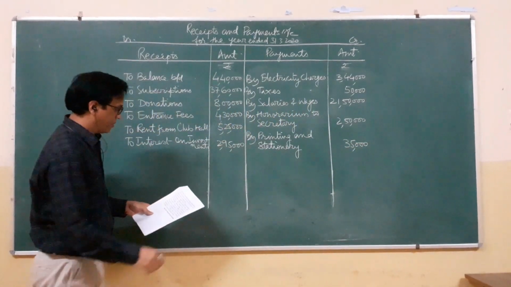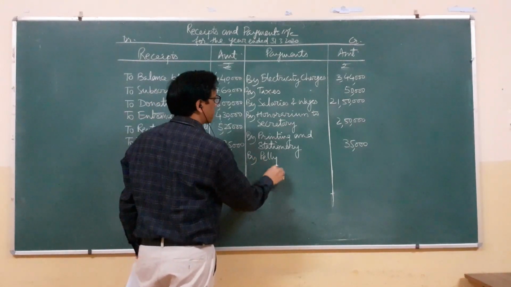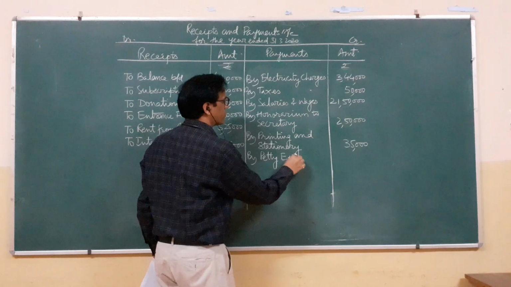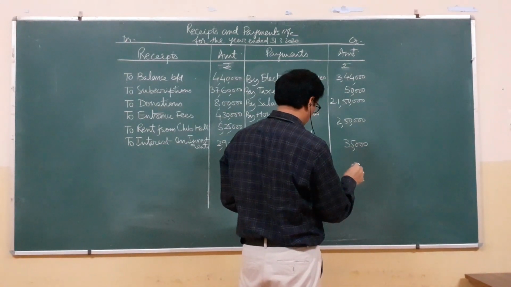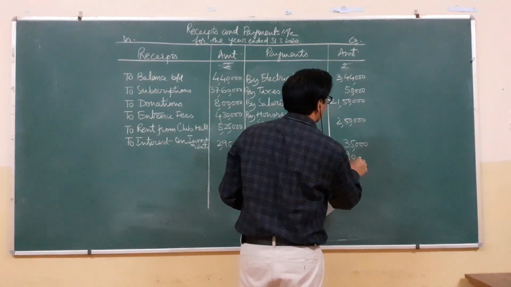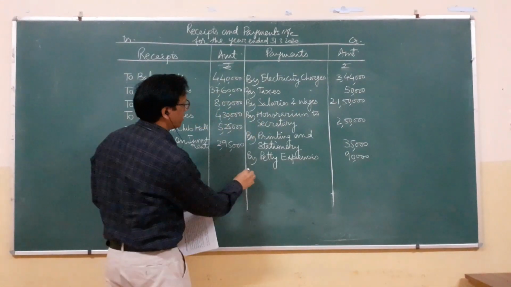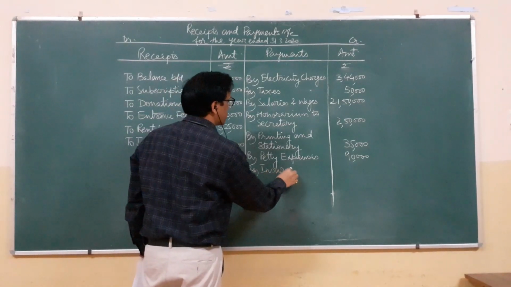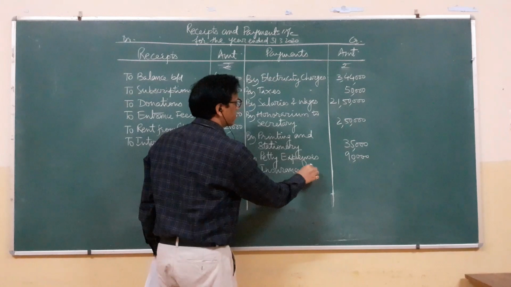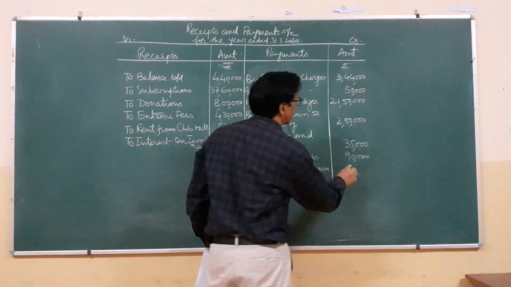Then petty cash payments. So by petty expenses, this is the word we have learned from class 11 cash book chapter, petty cash book, 90,000. Small expenses are petty cash expenses. Then insurance premium paid. This is again a payment, by insurance premium, 31,000.